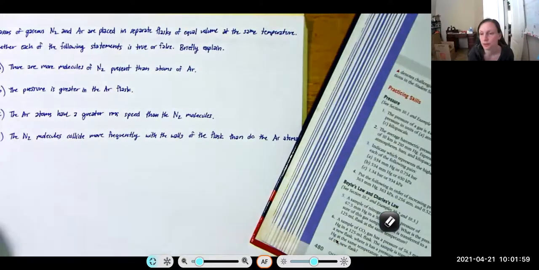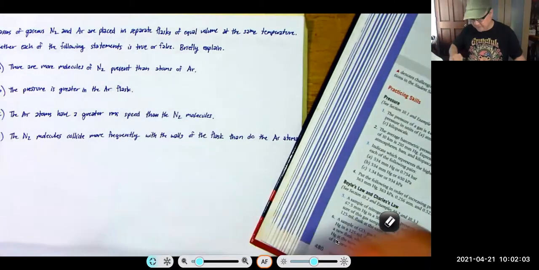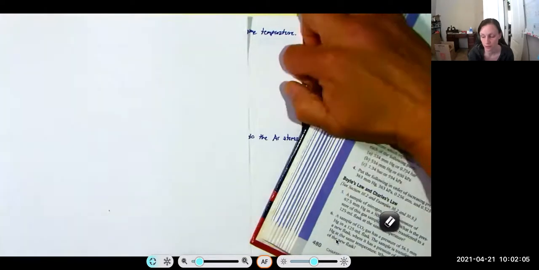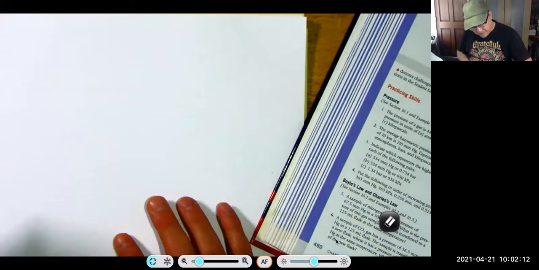So we would use PV equals nRT. Would we use PV equals nRT for this? Not necessarily. So 15.